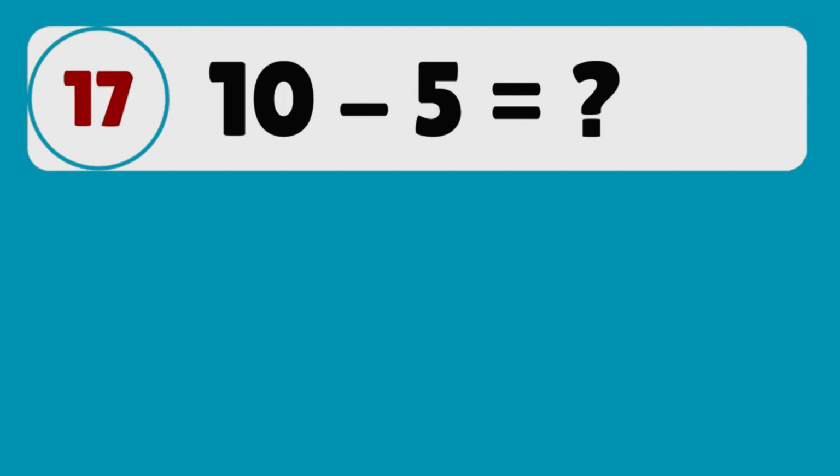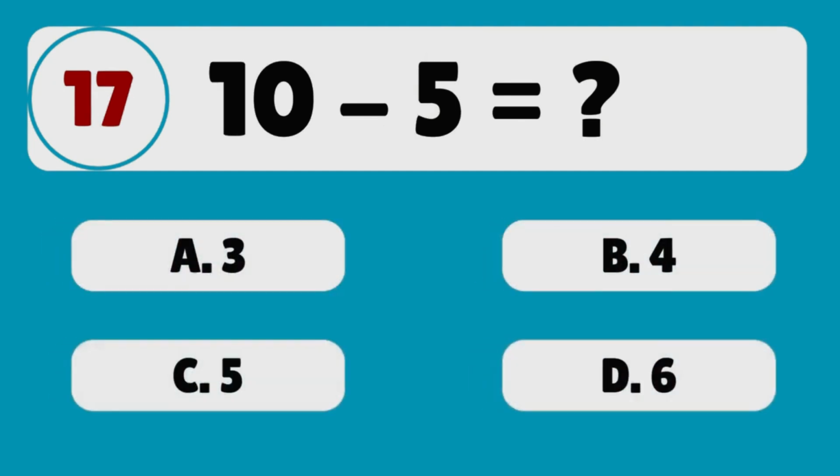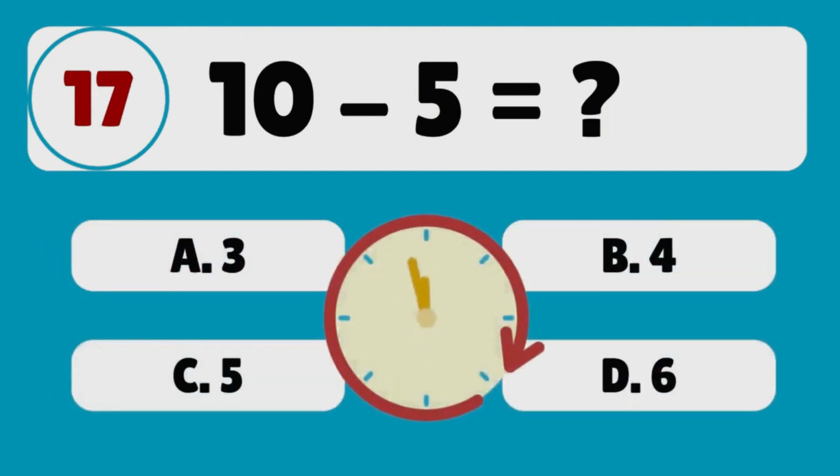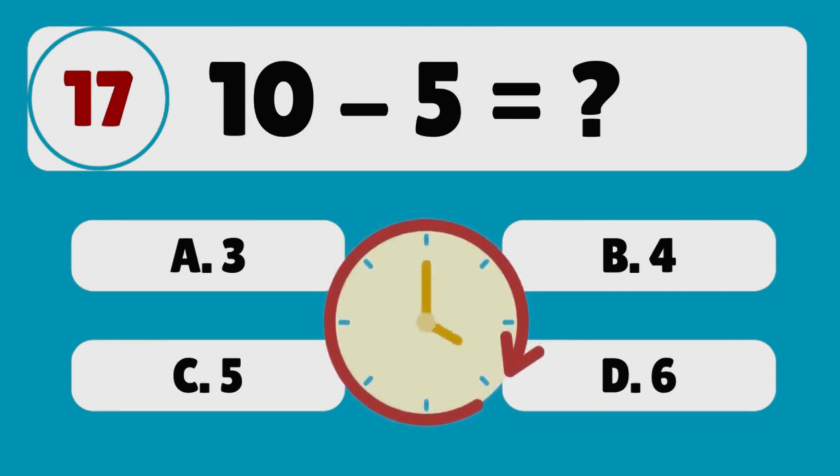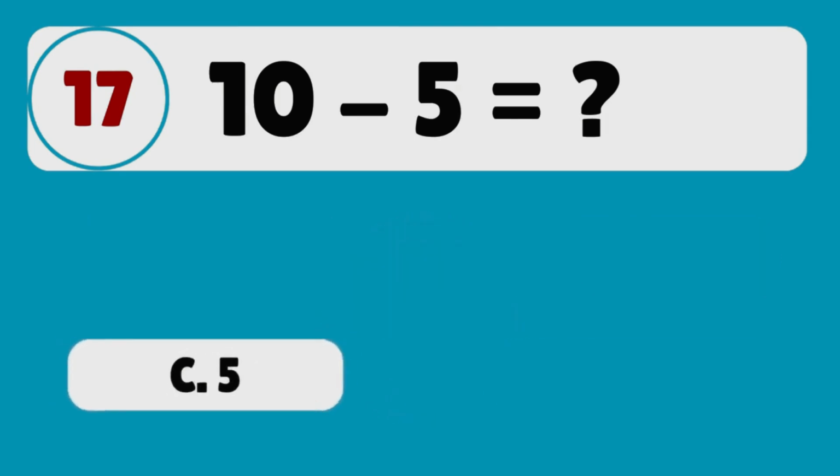Question 17. What is 10 minus 5? The answer is C. 10 minus 5 is equal to 5.